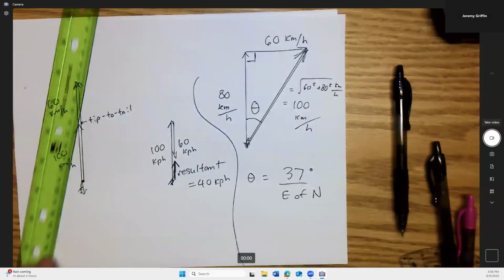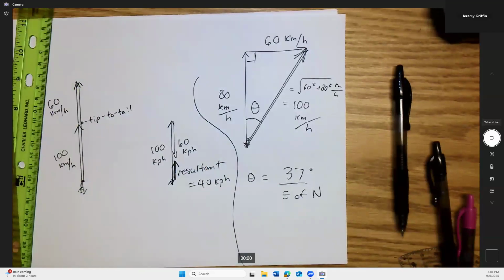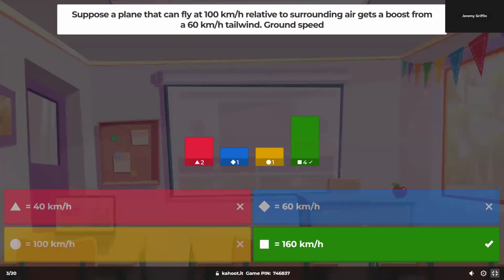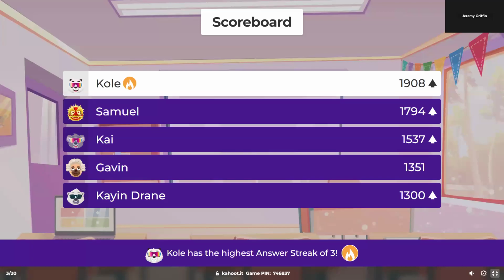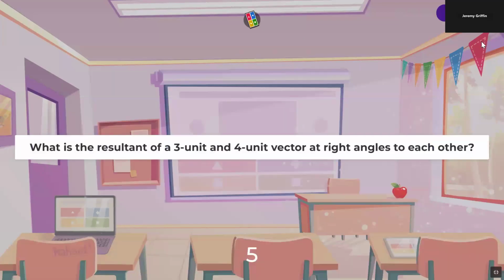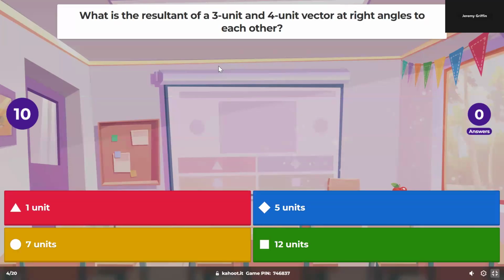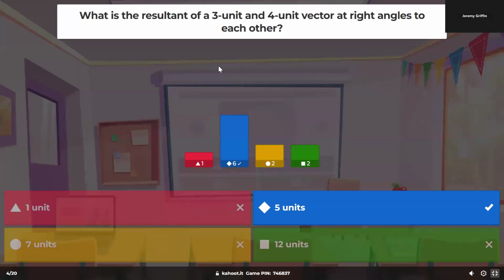All right. So there's a plane flying around. All right, back right here. So you guys got that? What is the resultant of a 3-unit vector and a 4-unit vector at right angles? We almost just did that. 3 units, 4 units at right angles. The resultant is 5 units. Guys, we're talking about a 3, 4, 5 triangle. Isn't that a 3, 4, 5 triangle right there? We just made it. 3 up, 4 over. 3, 4, 5.